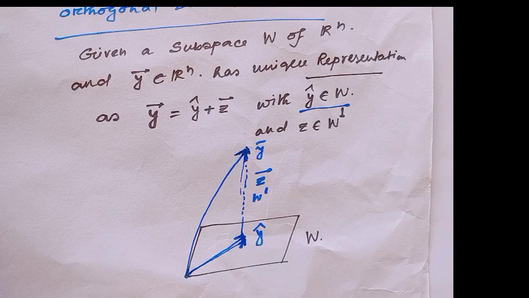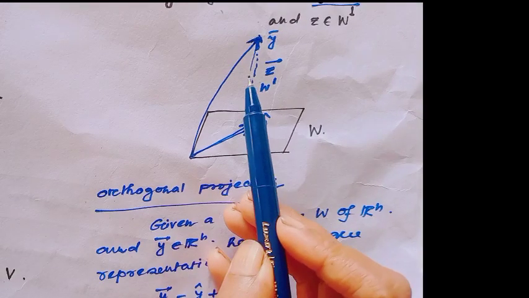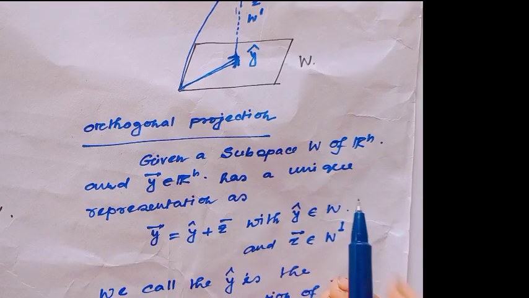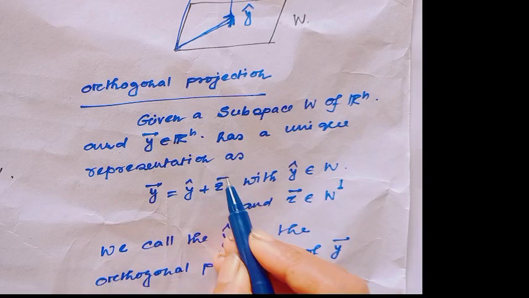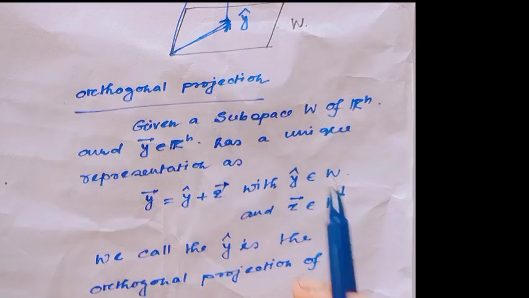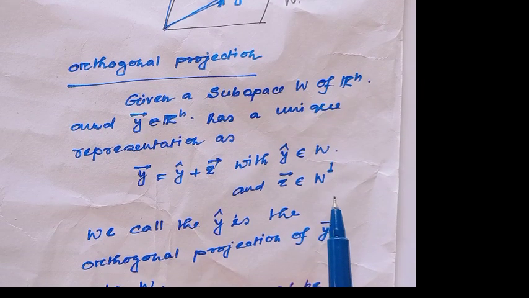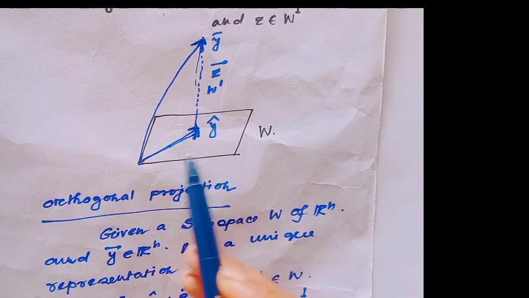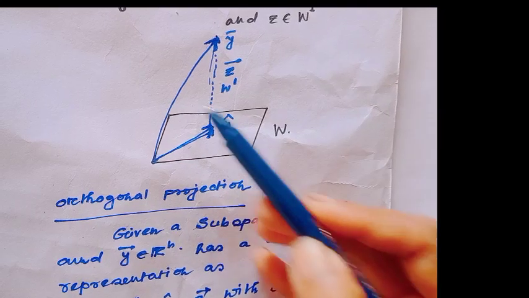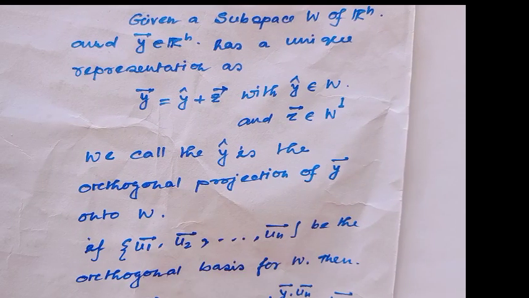So the orthogonal projection theorem is: given a subspace W of Rn, any arbitrary vector y in Rn has a unique representation as y equal to y cap plus the vector z, with the condition that y cap belongs to the subspace W and the vector z belongs to W perp. Then we call this y cap the orthogonal projection of y onto the subspace W.